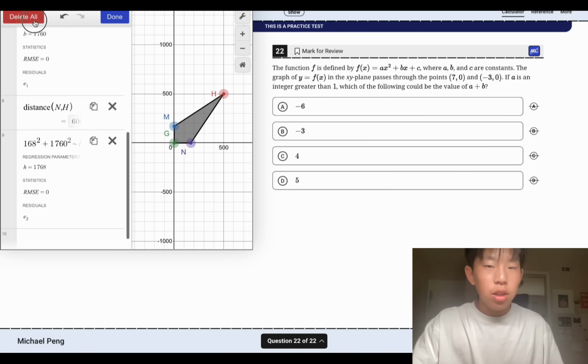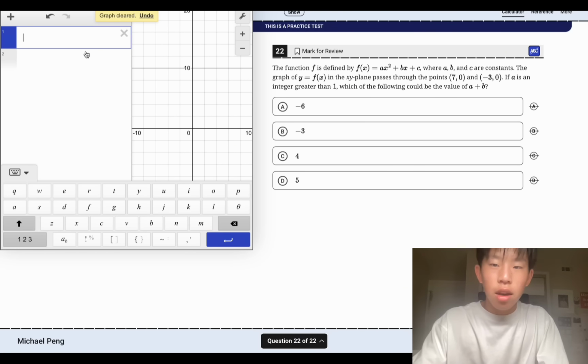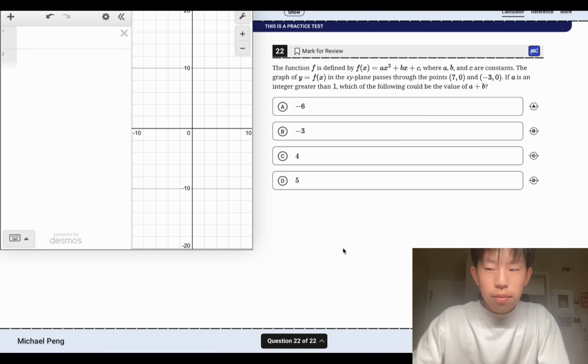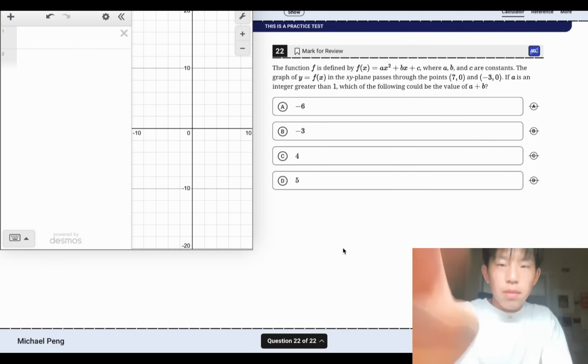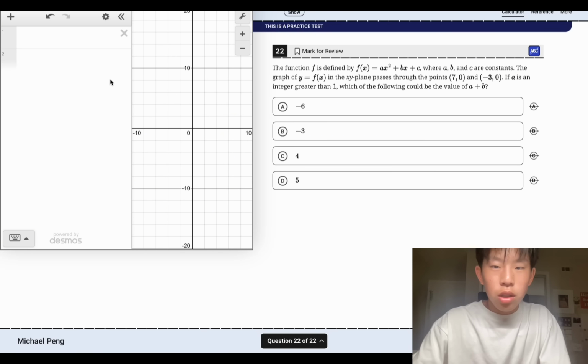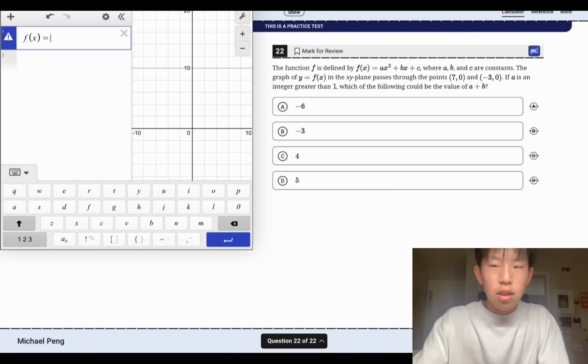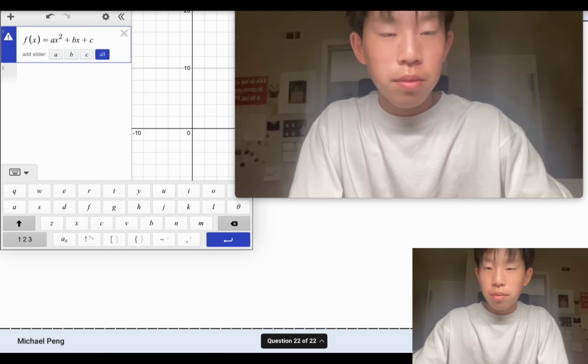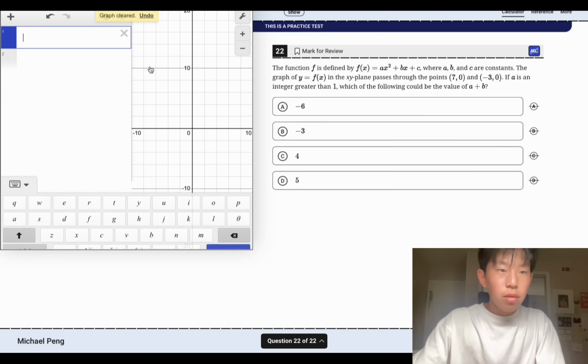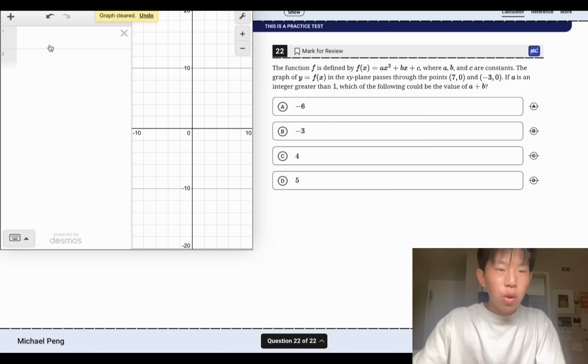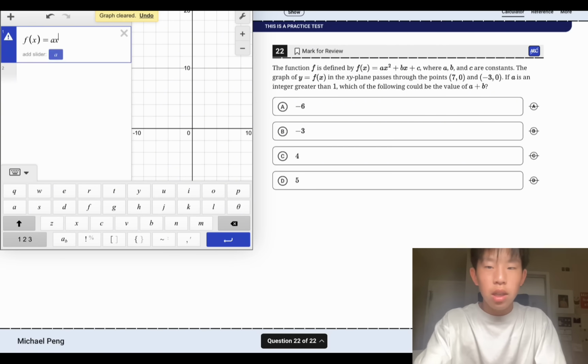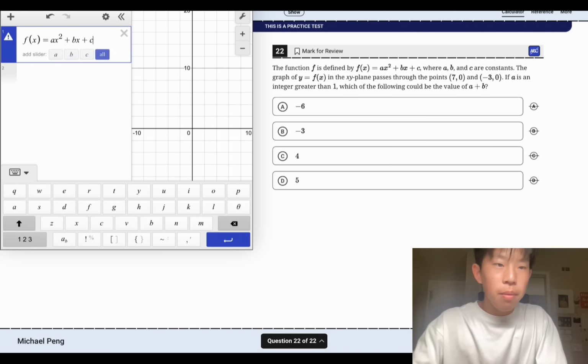And now for the last question. It's saying that f of x is defined as ax squared plus bx plus c. Okay, so for this question, it's saying that f of x is equal to x squared plus bx plus c.